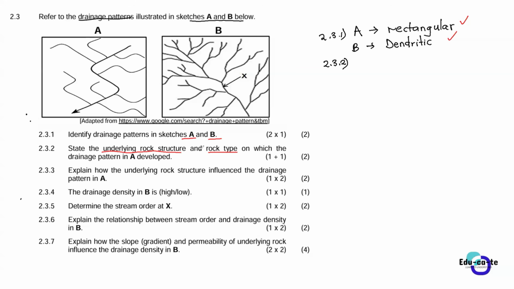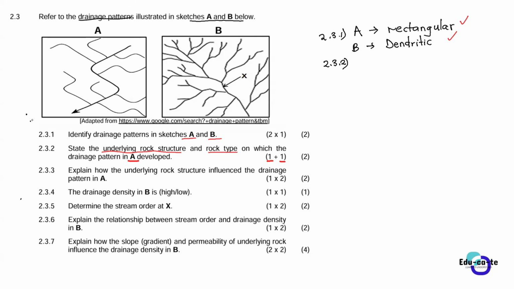That's the other question. You look at the mark allocation. The mark allocation is saying 1 + 1. So it means that each and every answer that you're going to give is going to be 1 mark each. So you get 1 mark for stating the underlying rock structure, and then the other mark is for stating the rock type on which the drainage pattern in A is developed.